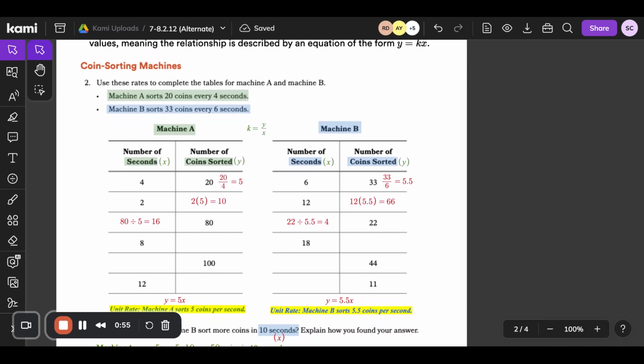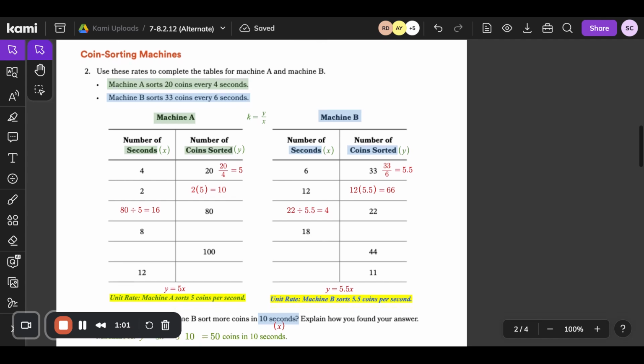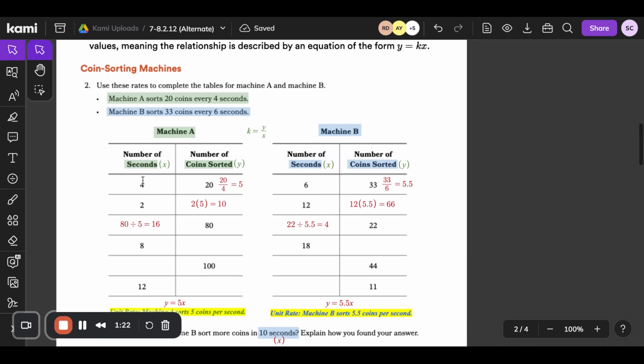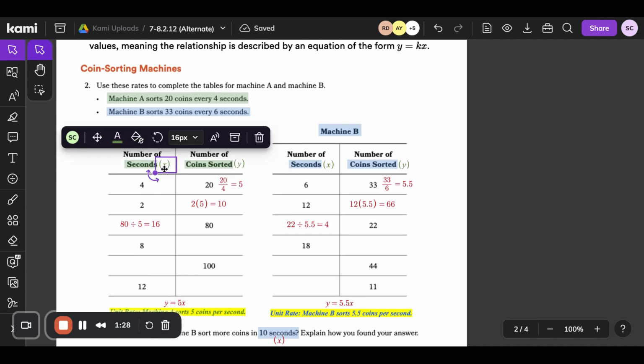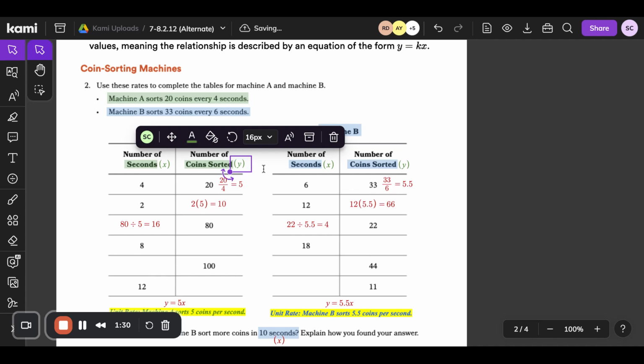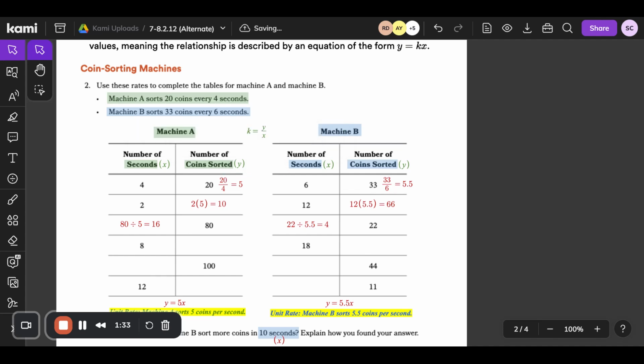For number 2, it says use these rates to complete the tables for machine A and machine B. Machine A can sort 20 coins in 4 seconds, and machine B can sort 33 coins every 6 seconds. We are trying to figure out for machine A and machine B how many coins they sort per second. For the first part, in 4 seconds they can sort 20 coins. The number of seconds represents X, and the number of coins sorted represents Y. This is the same for machine A and machine B.